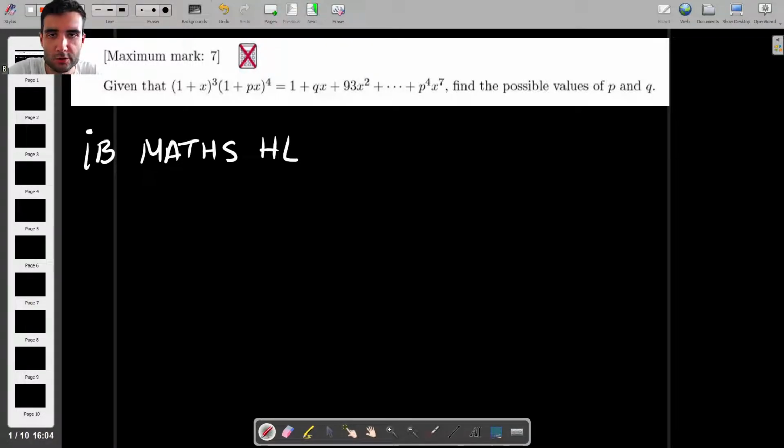Here's a polynomial problem, which was actually a question given to students taking the high-level IB Maths exam. We're given this product of two polynomials, and we're asked to find the values of q and p, which seem to be some unknown variables. Okay, and that's all we know.